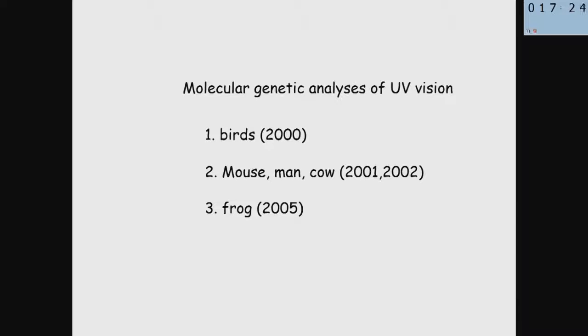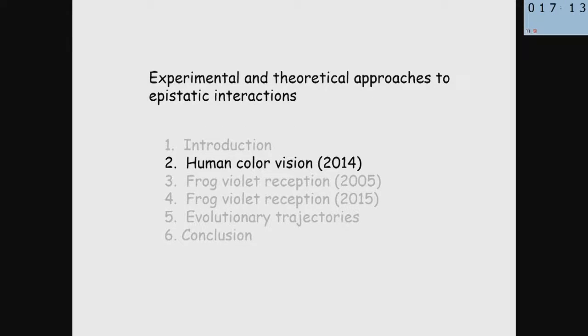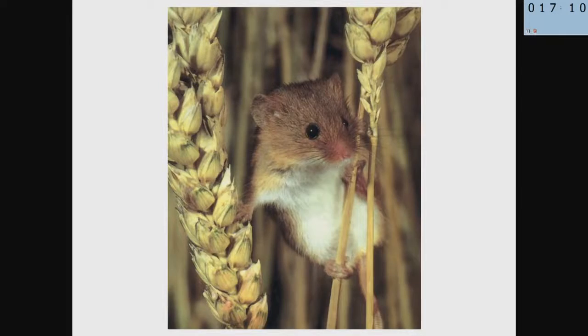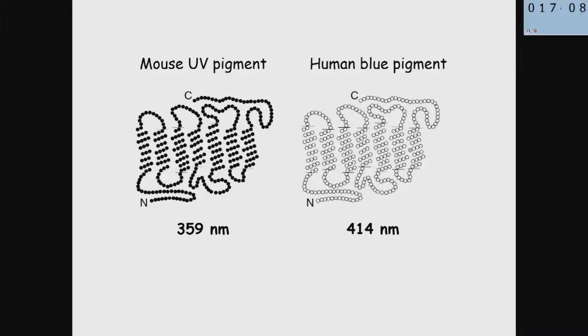Fundamentally, the molecular genetic analysis of UV vision started in 2000. It's very new. It went on birds, mouse, and frog. So human color vision, this is a hairy animal. And here is mouse and human. Mouse has UV vision. This number is 359, 414. It's a phenotype we can determine very, very rigorously. We also call that lambda max, as jargon in vision science.